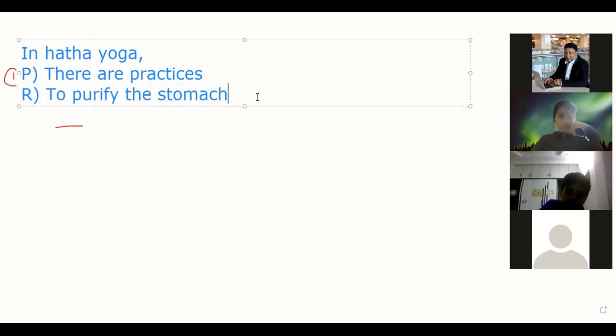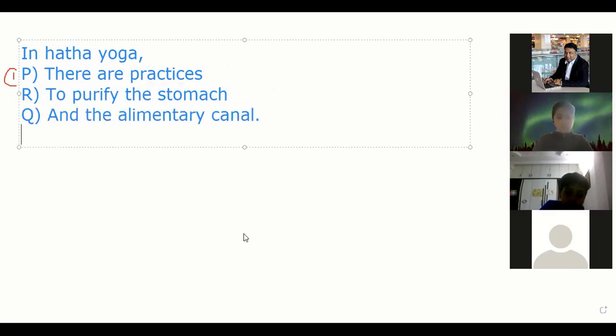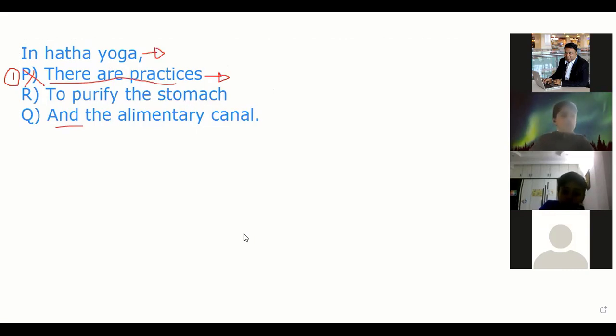Got everybody? Very easy. Meghna, got it? Read it. So we can also get that Q will come in the end because of the full stop at the end of the sentence. But generally, when we do this question, we don't really put proper full stops or capital letters. See here, to purify, T is capital still, which is wrong. So yes, there are good ideas, but the better way is logic. Meghna, read it completely once. In Hatha Yoga, there are practices to purify the stomach and the alimentary canal. Very easy, right? Thank you, Meghna.